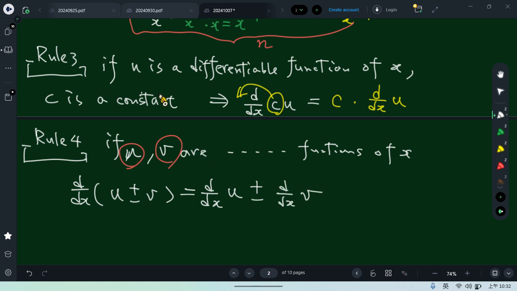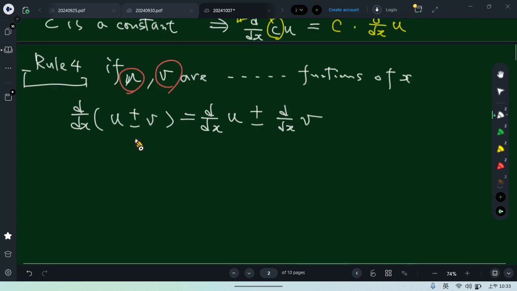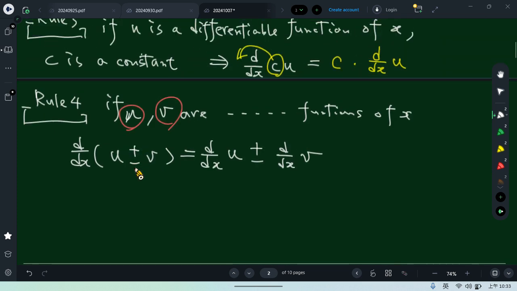Please notice that here only addition and subtraction work. But in the past, do you remember the limit theorems? For limit theorems, there could be four operations: addition, subtraction, multiplication, and division, right? But for differentiation, it is only for addition and subtraction.